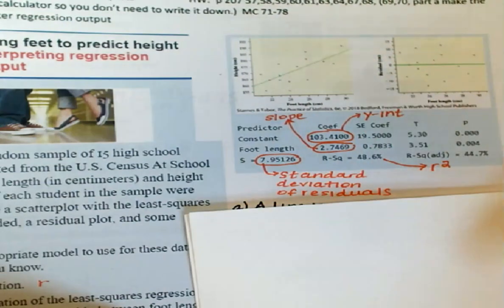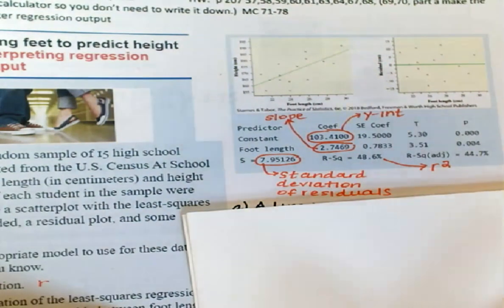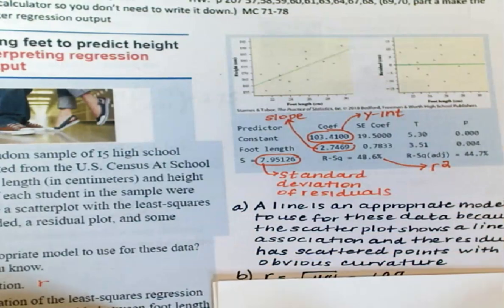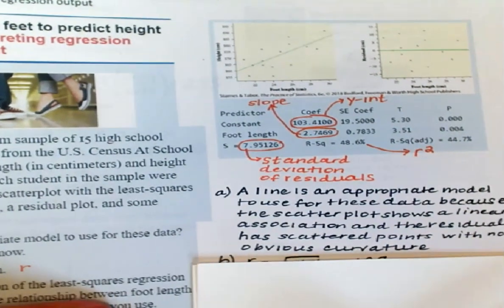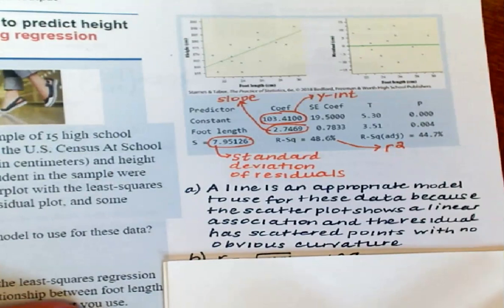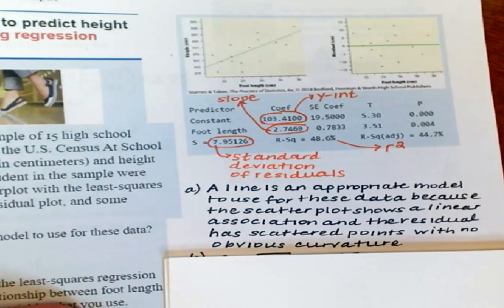Really you could use the residual plot. You could also say, hey, this linear regression line goes through the data very nicely, or you could say both things. So what I said was, a line is an appropriate model to use for these data because the scatter plot shows a linear association and the residual plot has scattered points with no obvious curvature. Because of both of those things, we can say a line is an appropriate model for this data.